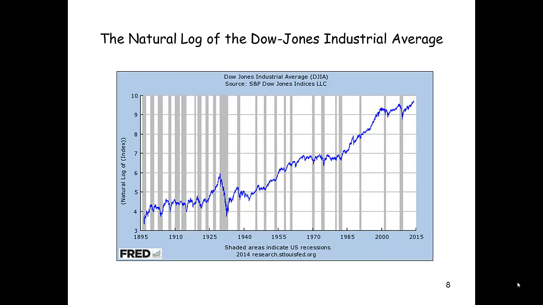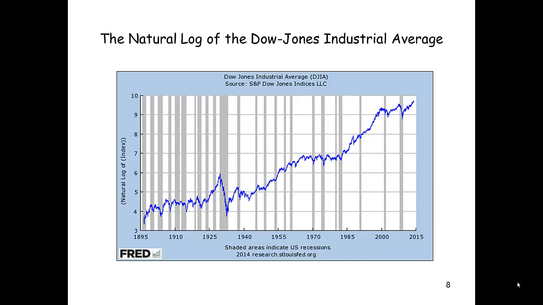Notice that this looks much more linear. Of course, there are a lot of blips along the way, but it's much closer to a line than the previous graph. Since we know that the slope and the change in this line is almost the percent change, that means we can start comparing returns across time.